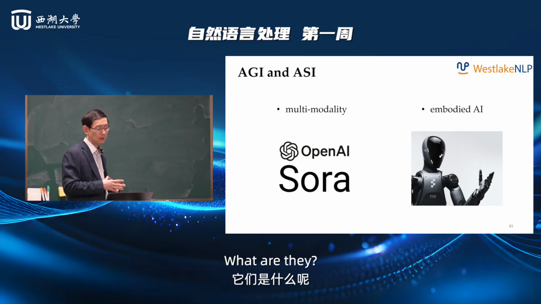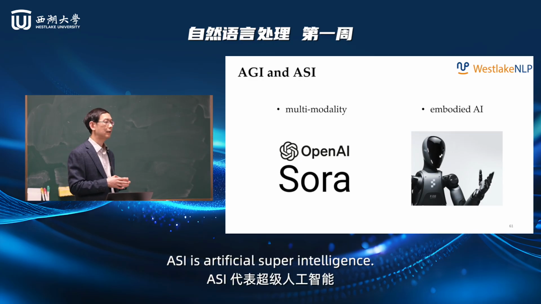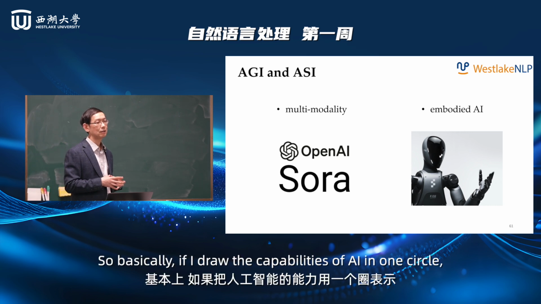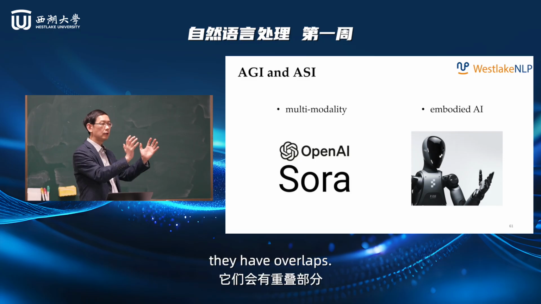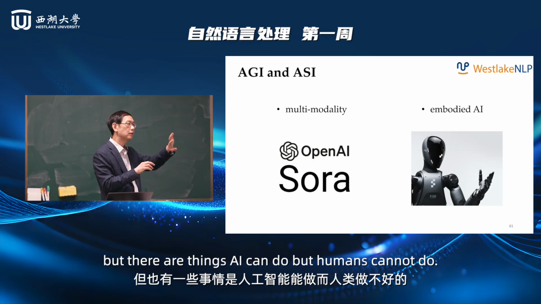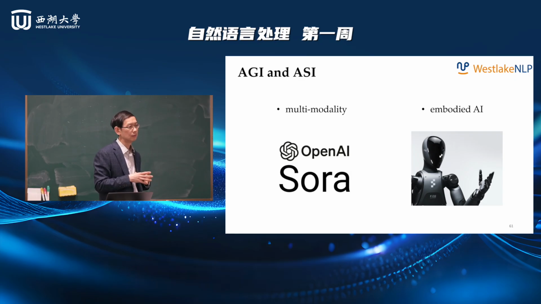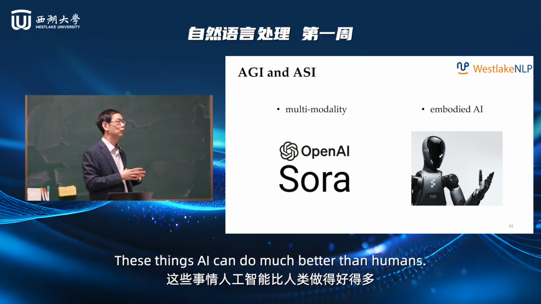All right, so the last related field is AGI and ASI. What are they? AGI is artificial general intelligence. Okay, ASI is artificial superintelligence. So basically, if I draw the capabilities of AI in one circle, right, and I draw the capabilities of humans in another circle, they have overlaps, right? There are a range of things AI can do and humans can also do. But there are things AI can do but humans cannot do, right? Multiplying 10-digit numbers, okay? Getting knowledge all over the world, okay? And these things AI can do much better than humans.